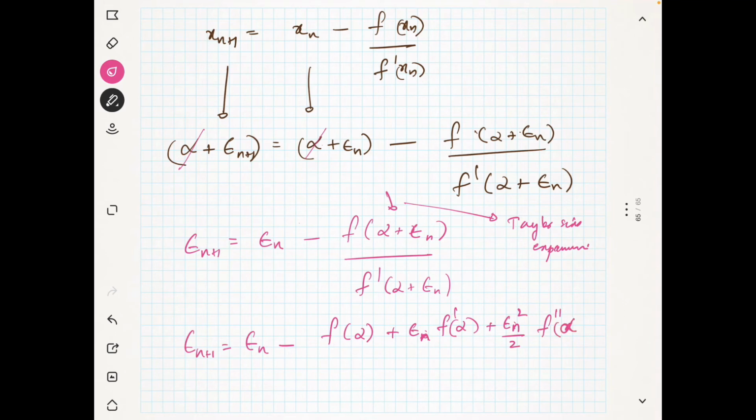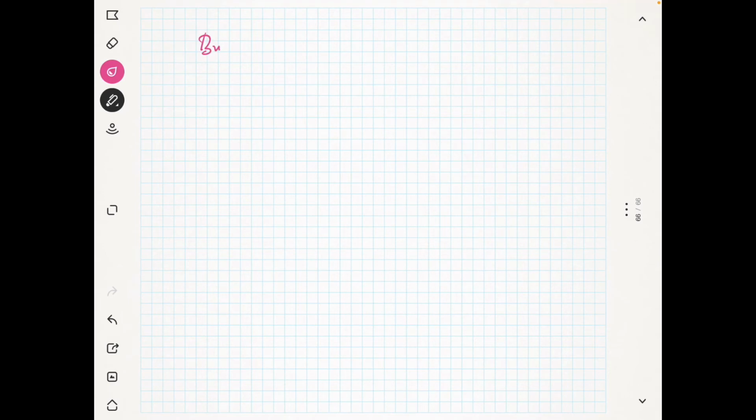Okay, f double dash of alpha plus so on. It is an infinite series. So I will just expand this f dash of alpha as f dash of alpha plus epsilon n into f double dash of alpha plus and so on. So this will continue. This is a series anyway.